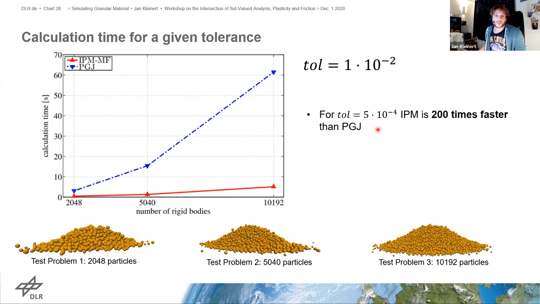For even smaller tolerances, the interior point method was more than 200 times faster. And for tolerances far below this, I didn't get any solution using projected Gauss-Jacobi.